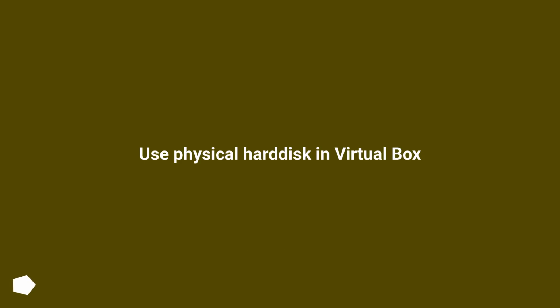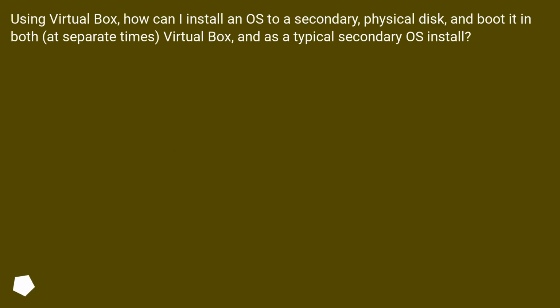Use physical hard disk in VirtualBox. Using VirtualBox, how can I install an OS to a secondary, physical disk and boot it in both, at separate times, VirtualBox, and as a typical secondary OS install?